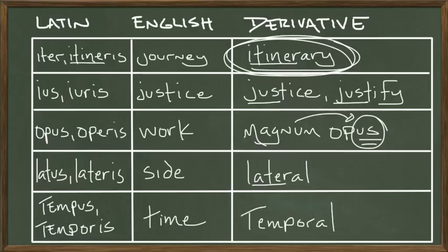The last one is tempus, temporis. Tempus means time. Temporis means of time. Temporal is something that has to do with time.